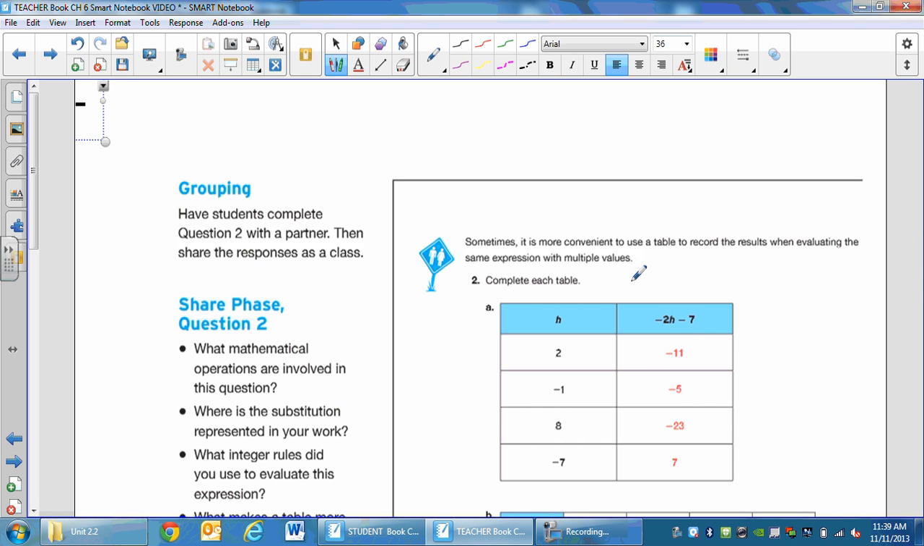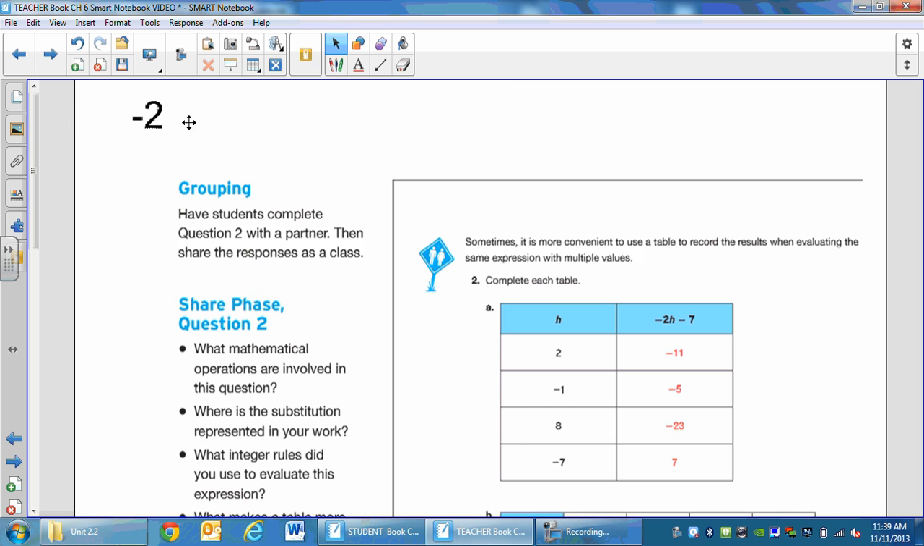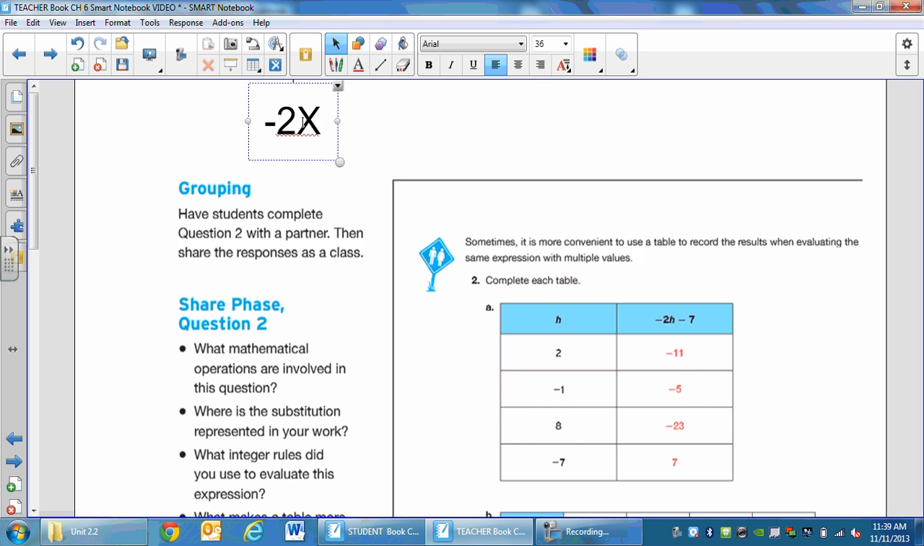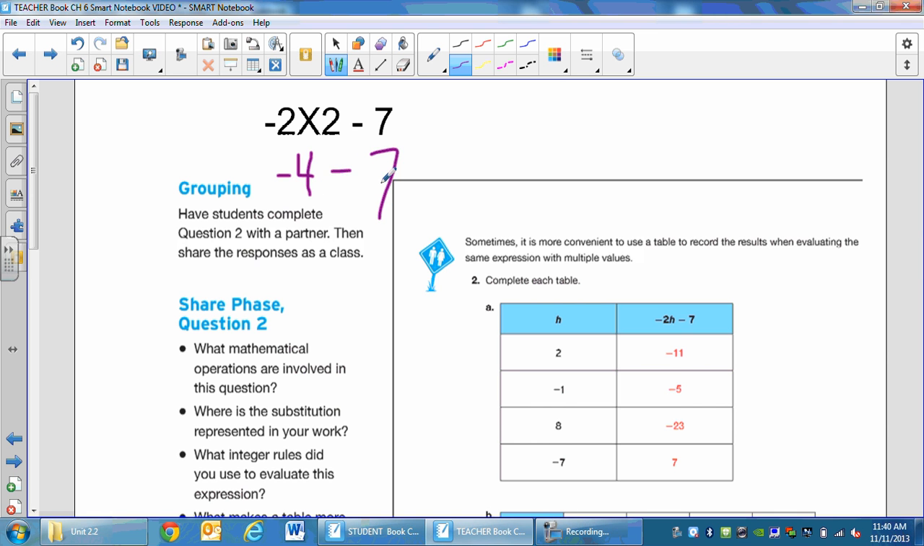So I did negative 2 times h, and in this case the h is a 2, so I'm going to do negative 2 times 2, because I'm using this equation right here, negative 2 times h minus 7, and multiplication comes first. Negative 2 times a positive 2. A negative times a positive is going to be a negative. 2 times 2 is 4. Negative 4 minus 7. Keep, flip, change. Negative 4 plus negative 7 is negative 11.